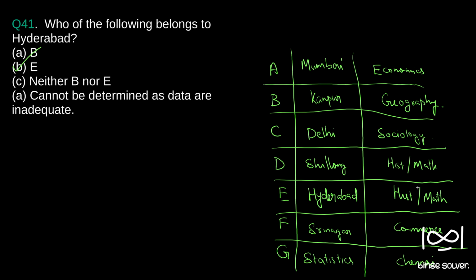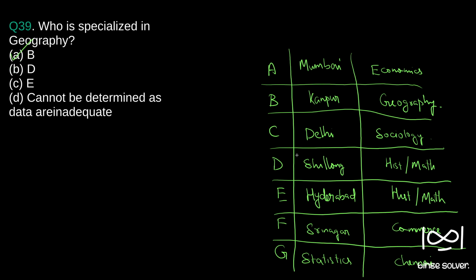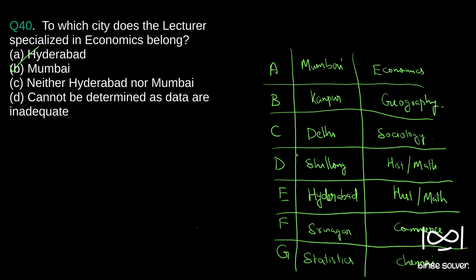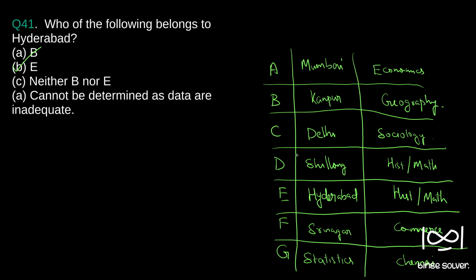So there is no question about the subjects that D and E deal with. So it doesn't matter whether we find it or not. So all 3 questions were answered. 39: who is specialized in geography? B. To which city does the lecturer specialized in economics belong? That is Mumbai, question 40, B. 41: who of the following belongs to Hyderabad? Which is E. So all 3 questions are answered. That is the solution.